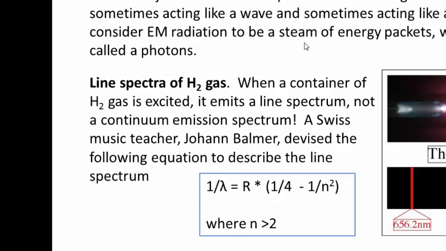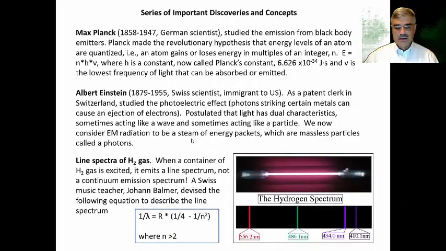His equation was that 1 over the wavelength is equal to some constant, R, which we will call the Rydberg constant, multiplied by 1/4 minus 1 over n squared, where n is an integer greater than 2, like 3, 4, 5, 6. If you plug those integers, like 3, 4, 5, into this equation, you can predict the exact wavelengths for the line spectrum of hydrogen gas.